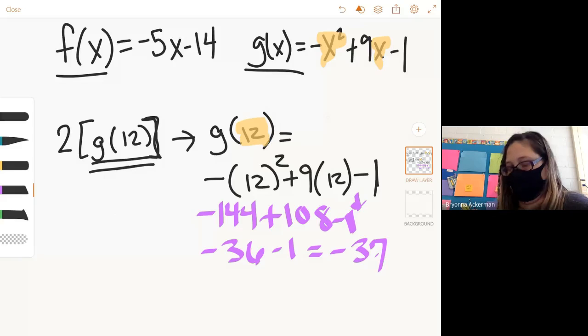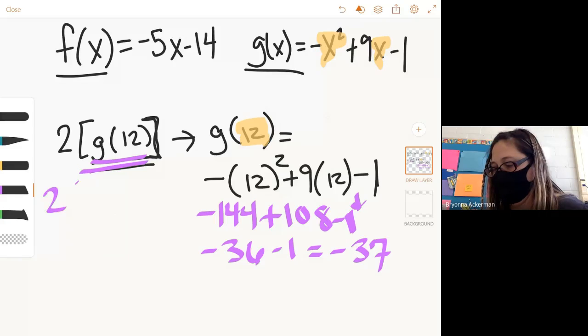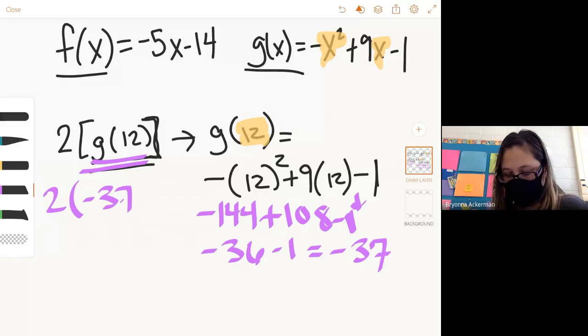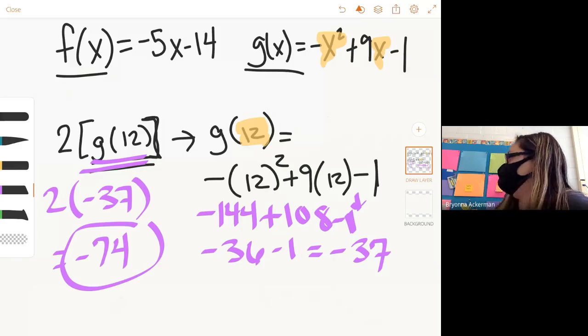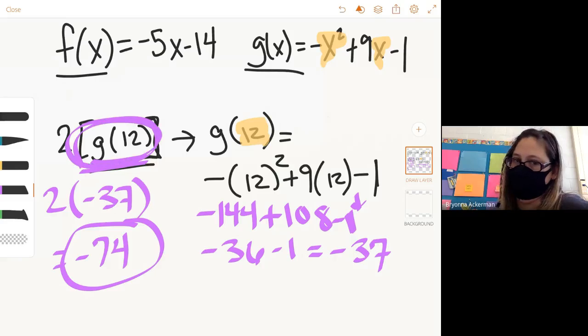Now that I have a negative 37, that was the answer to G of 12. But then I take whatever G of 12 is, and I multiply it by 2. So negative 37 times 2 will give us a negative 74. And that's my final answer. So the trick with these is do the inside first, then multiply it on the outside.